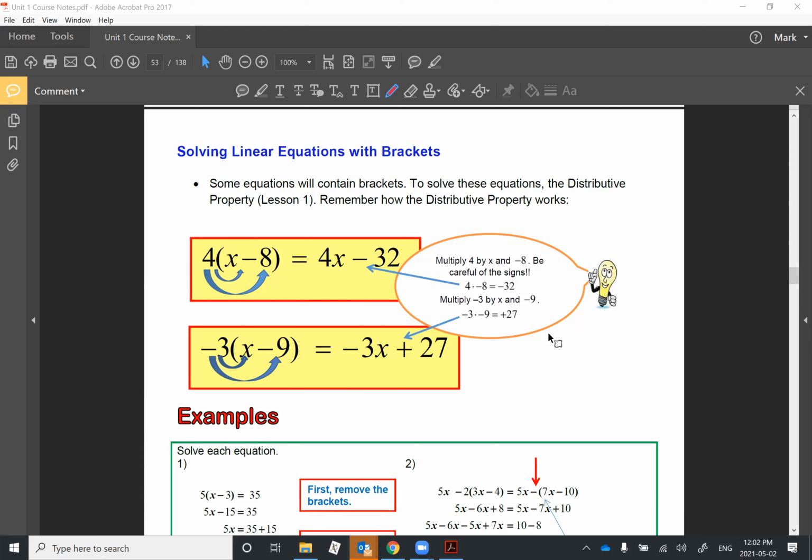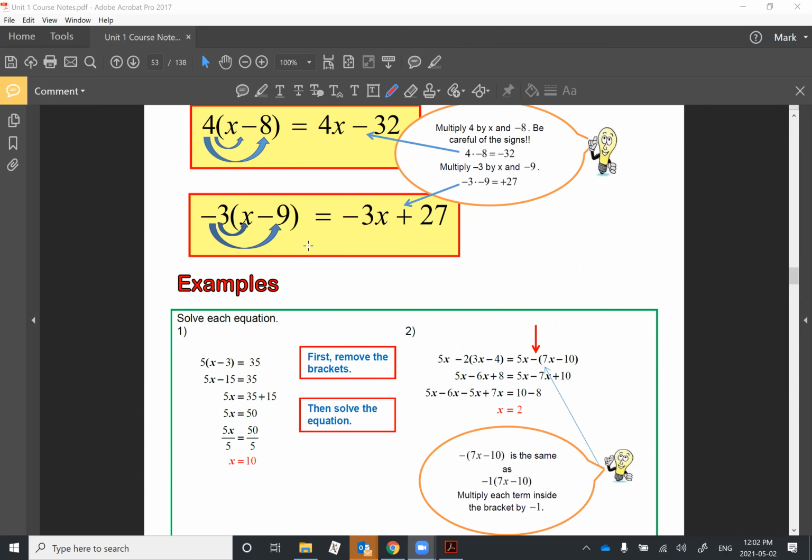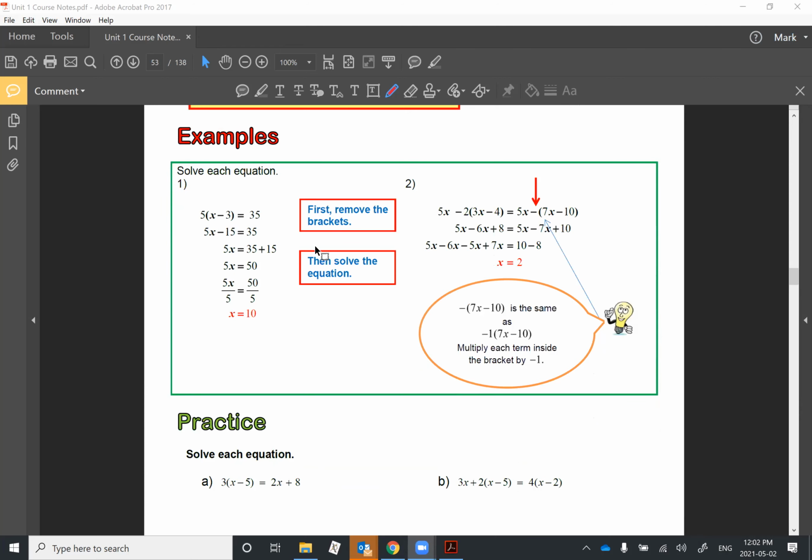So to solve these equations, there's a few ways to actually do this, but the easiest way is to get rid of those brackets first. Use the distributive property, get rid of the brackets, and solve the equation like we just did. The only difference between this section and the previous section is that we're going to get rid of the brackets, and then we end up at the exact same place as before. So there's two examples here.